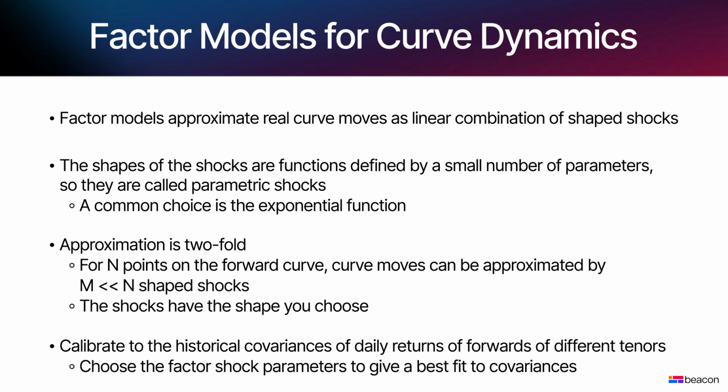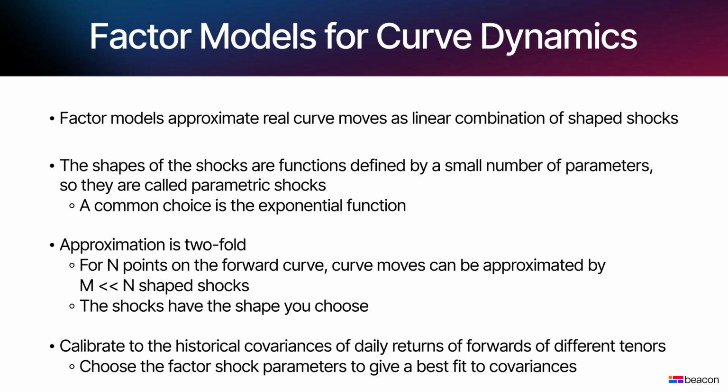For example, in a one-factor curve model, there's only one shaped curve shock. And a parallel shift, like we just looked at, is one kind of one-factor curve model. It just happens to be one where the shape of the shock is the same for every futures price. It's a parallel shift. A better one-factor model is one that reflects the fact that the front of the curve moves more than the back. So maybe we have an exponentially damped shock.